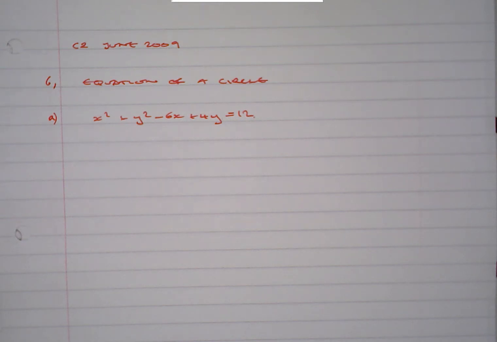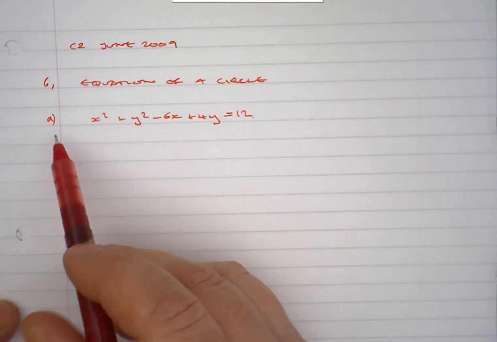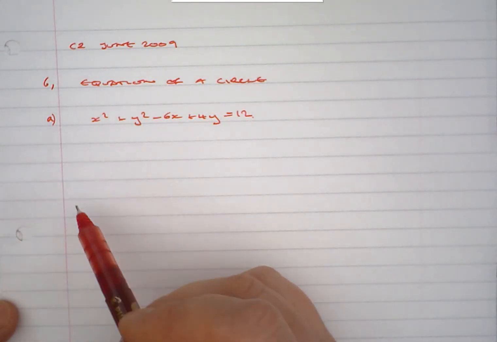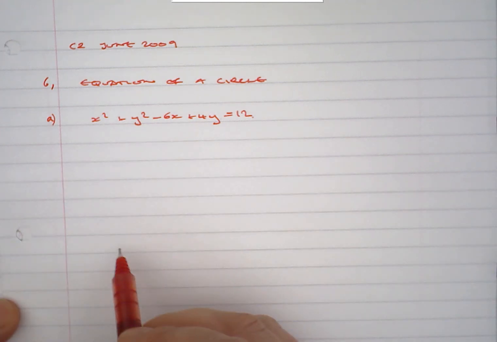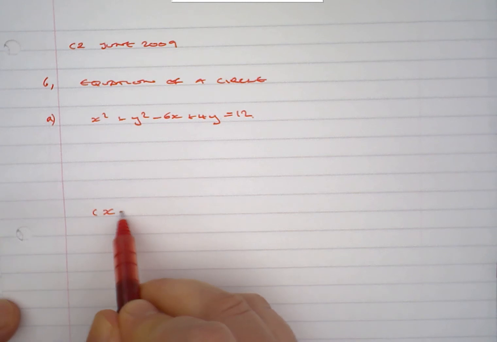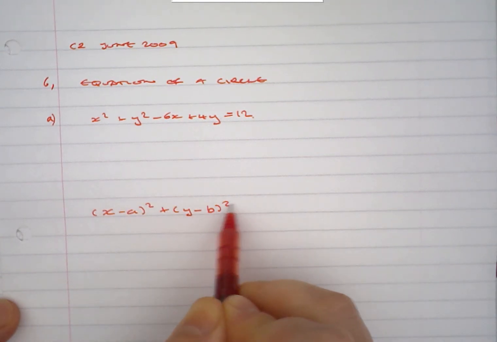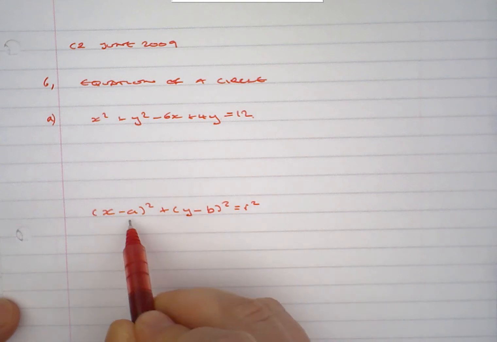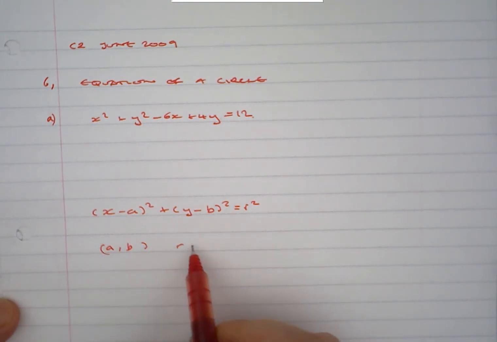Someone's requested by email that I do this question, C2 June 2009 question 6. In the first part, A, I've got to find the radius and the centre of the circle. To start with, this doesn't look like a circle equation, so just to remind you, I'm going to put the circle equation down here, where (a, b) is the centre of the circle and r is the radius.